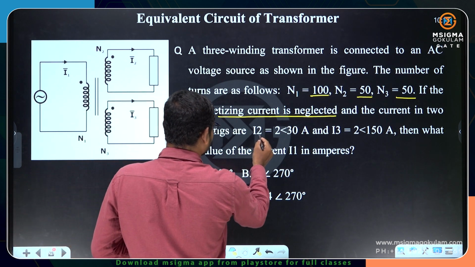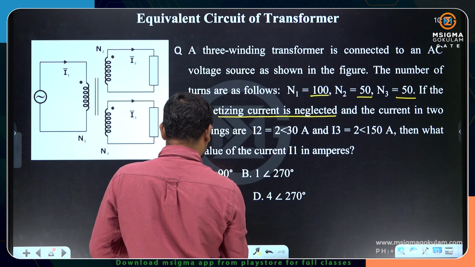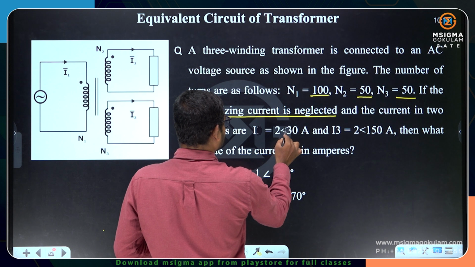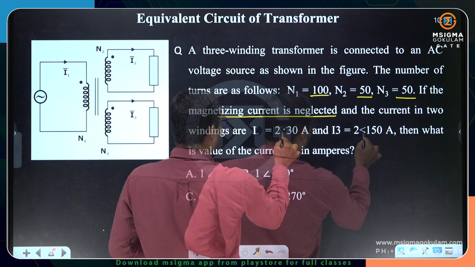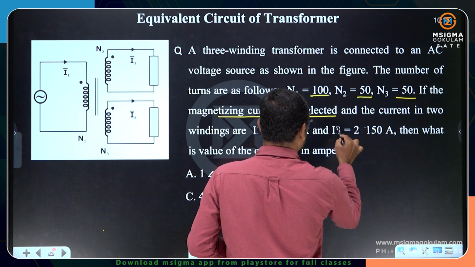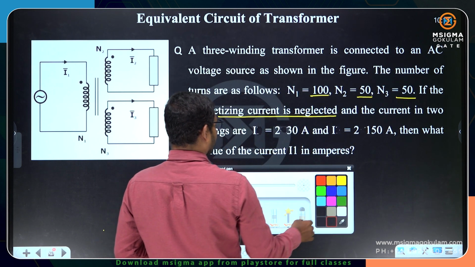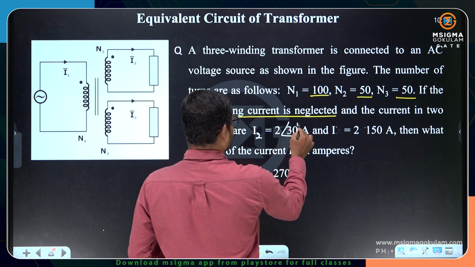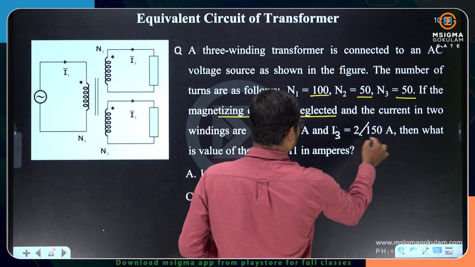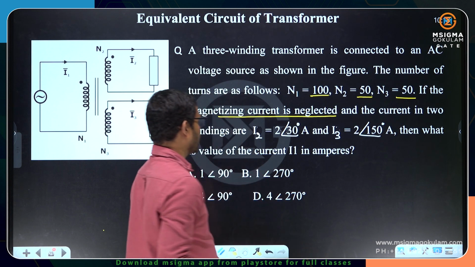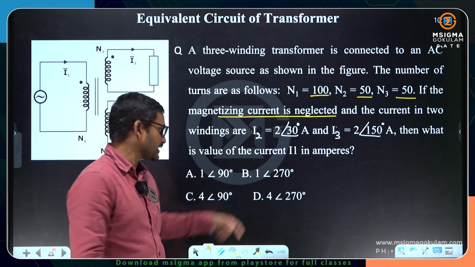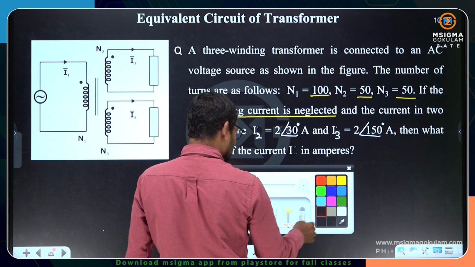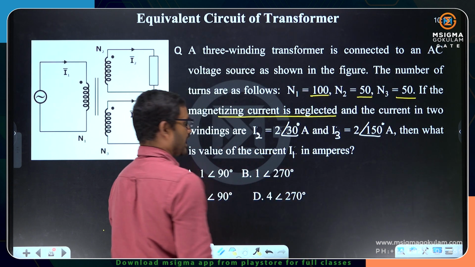This is like I2 and this is like 2 at an angle 30, and this is I3. Okay, so he has given current values. I2 is equals to 2 at an angle 30, I3 is equals to 2 at an angle 150. Then what is the value of current I1? I1 is nothing but primary current again in the amperes.